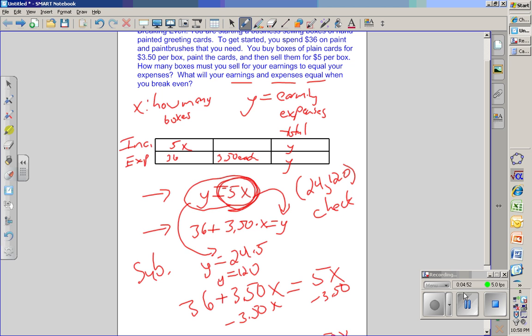I hope this is another example of writing a system of equations, solving them, and getting an answer. And I will assign some additional problems, so please pay attention in class.